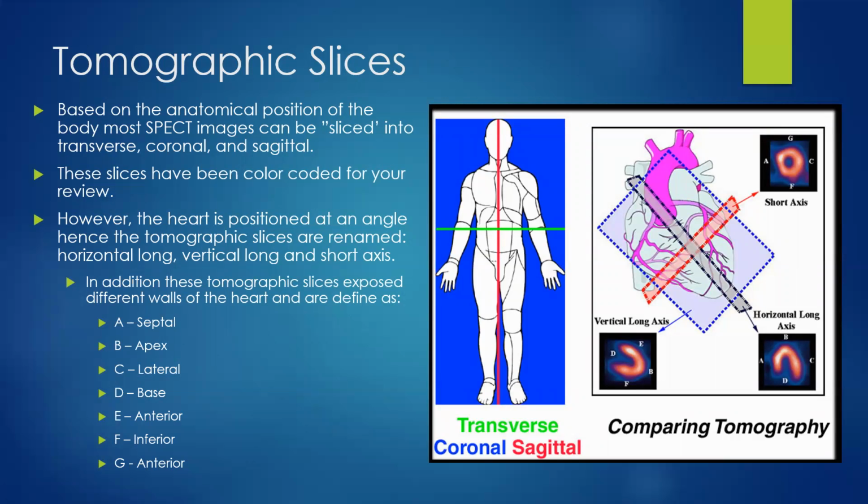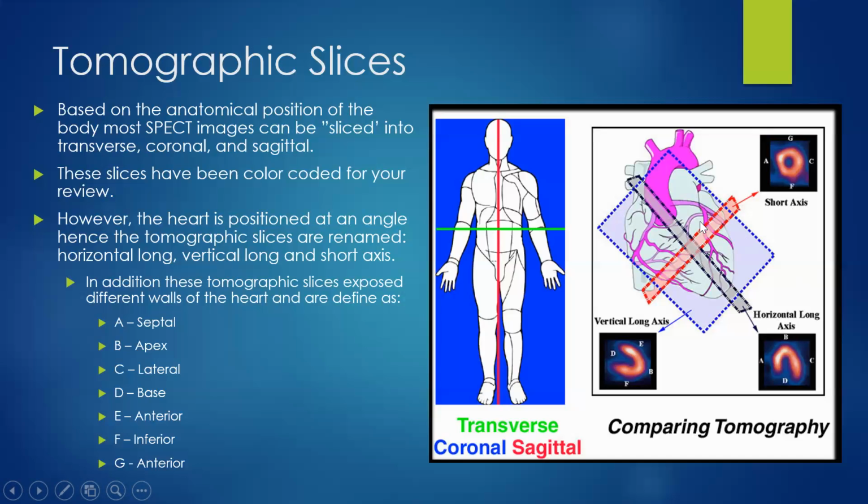And in our tomographic slices, we talked about this earlier, but I thought what I would do is give you the idea of what the heart looks like, what the rest of the body looks like. I'd like you to appreciate, again, you've seen this image, transverse, coronal, and sagittal. Again, it's all color-coded. But the heart is off on an angle. It's sitting on a degreed angle here, and therefore we don't use transverse, coronal, and sagittal on a heart scan, but we use vertical long, horizontal long, and short axis.